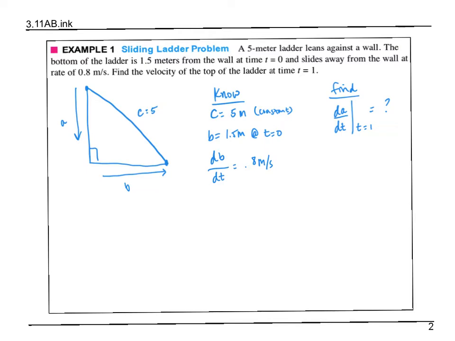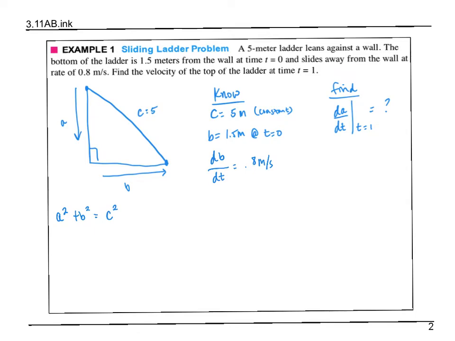All right, so we've got a couple of things to do. We've listed our givens and our find. We've drawn our picture. We've put in our constants. We need to come up with this equation that connects A, B, and C so that we can figure out what dA/dt is. Commonly, with a right triangle, when we have all three sides, we're going to be using the Pythagorean theorem. So a squared plus b squared is equal to c squared.